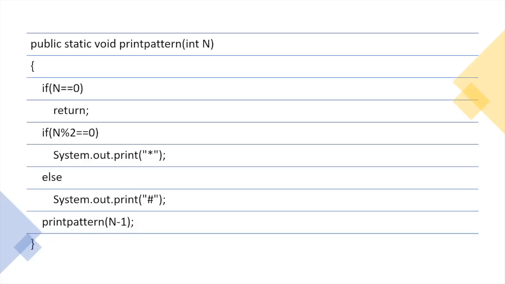Can you take a few moments to figure out what the base case and the recursive case in this code snippet would be? Here, if n equals 0 would become the base case, because if that condition is true, then we'll just return and exit the function. Whereas if that's not true, then we'll move on to the else part, then to the second if. If that's not true as well, then we move on to the else part, and then we call the function again with n minus 1. And then the whole process repeats itself.